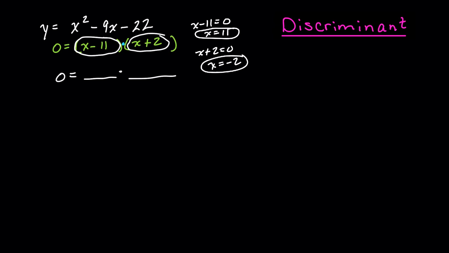All right, so now we're going to be looking at this using the quadratic formula. Using the quadratic formula, the a value is 1. That's the number in front of the x squared, or the coefficient. The b value is the number in front of the x, right here, which is negative 9. And the c value is the constant on the end, which is negative 22.